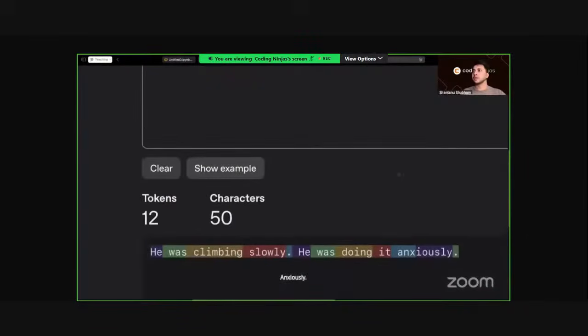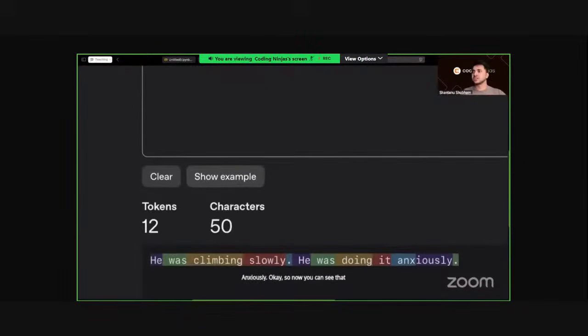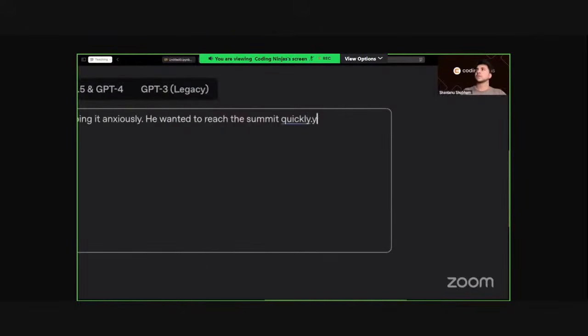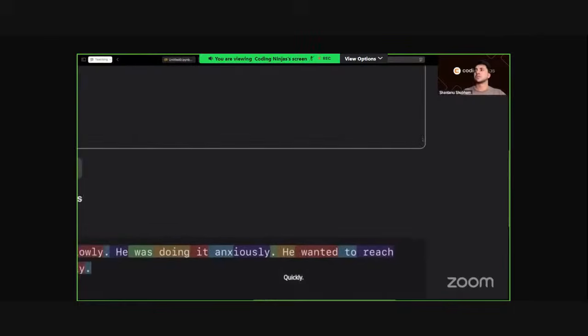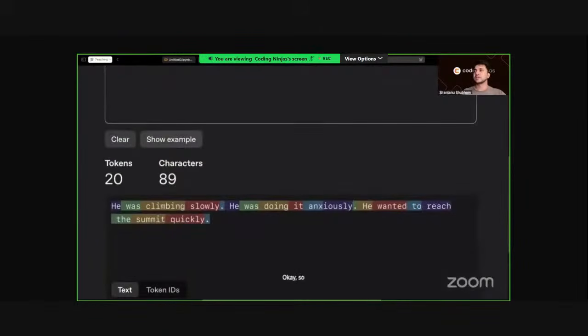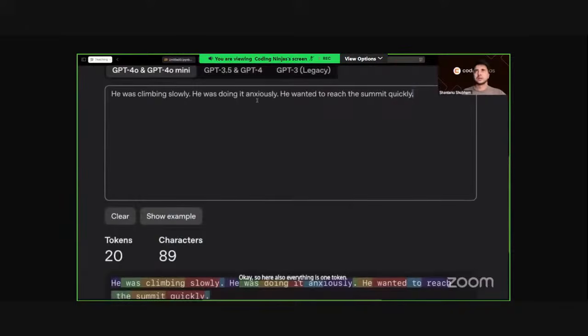Now you can see that in anxiously, the tokenization has broken. If I write a few more sentences, he wanted to reach the summit quickly. Here also everything is one token. All right, now let me change the language.